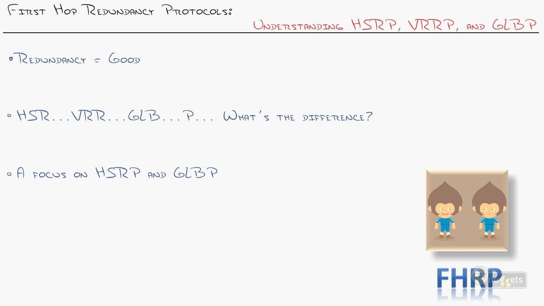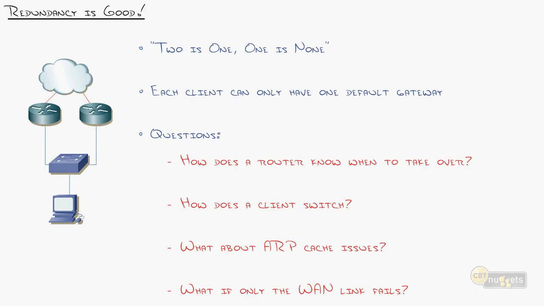So redundancy is good, but it leaves us with a whole bunch of questions on how do we get there. We're going to start looking at all these different protocols, which all have the same goal, and find out what the differences are. And then we'll focus in specifically on HSRP and GLBP. Let's start off with that premise. Redundancy is good. Yes, it is.